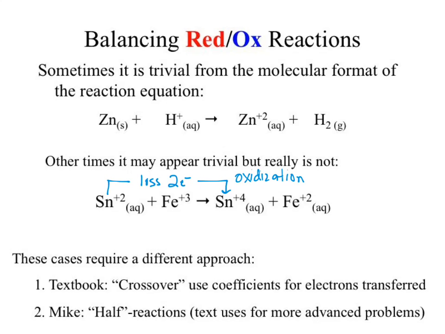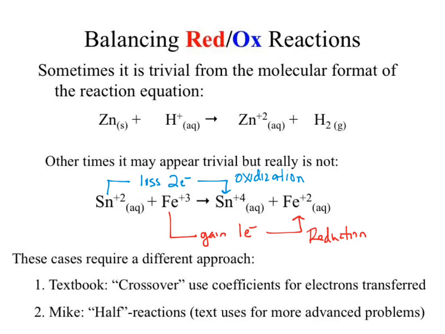Okay? So our tin was oxidized in this case. If this was done properly, we would then be able to go back and find somewhere in our reaction something was reduced. So let's look at the other species. What happened to iron plus 3? It became iron plus 2. To do that, what had to happen? It had to gain how many electrons? 1 electron. So we'd be looking at a reduction.